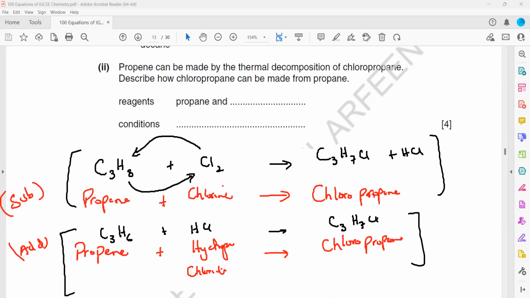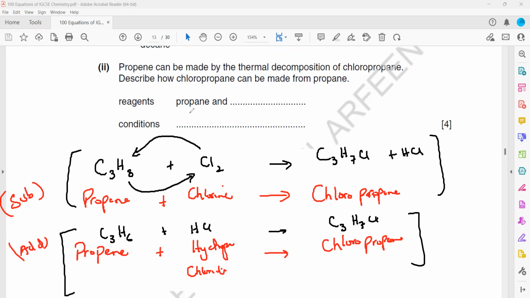Sir, propane is double bonded? Propene is. In propene, the "ene" is there, so there's a carbon-carbon double bond. In propane, there's a carbon-carbon single bond. Okay, sir. If you say hydrochloric acid, that is not right, because usually it's hydrogen chloride gas rather than hydrochloric acid. If you say hydrogen chloride gas, that is fine, but hydrochloric acid is not correct.